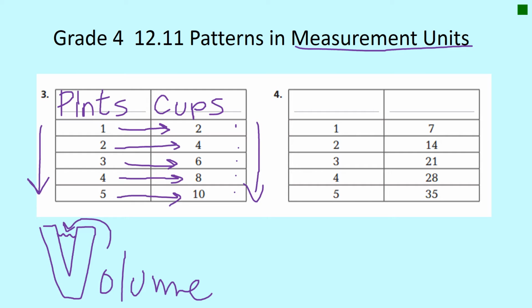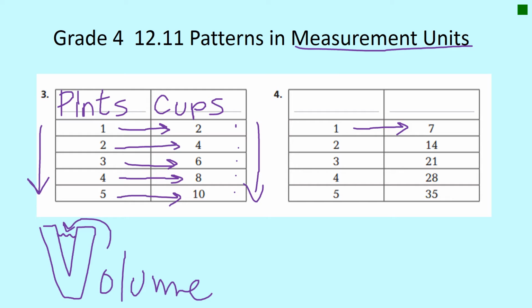All right, let's look at number 4. 1 of something equals 7 of something, and 2 equals 14, 3 equals 21. Now remember, it's volume or time. Oh, wait a minute. Maybe it's a time one this time. Can you think of 1 unit of time that's equal to 7 of something else in time? If you have your measurement sheet, you can look at it right now. I bet you can find it.